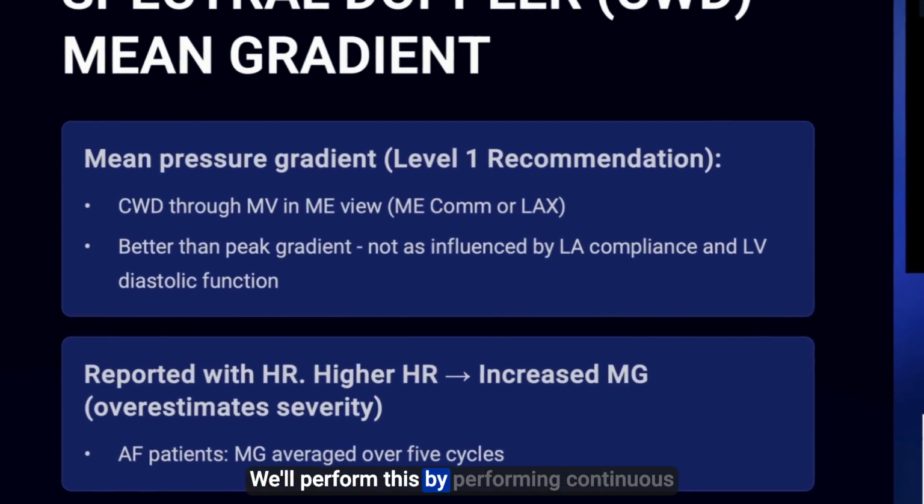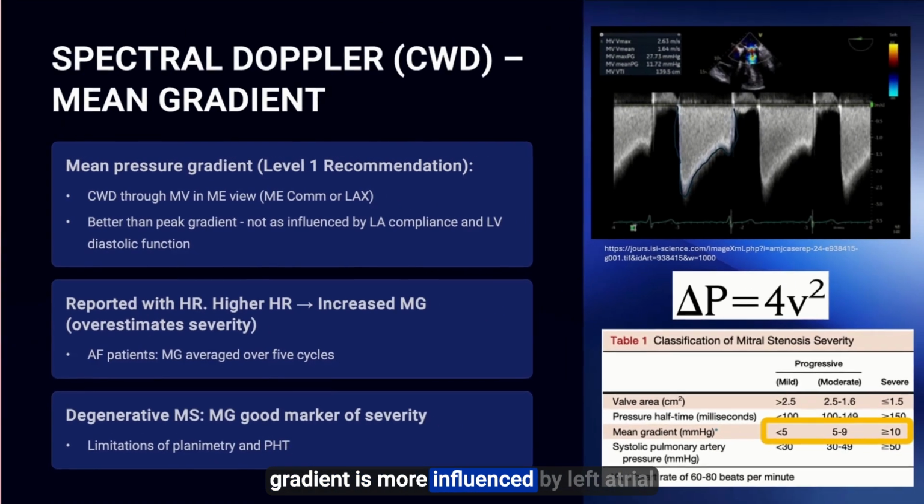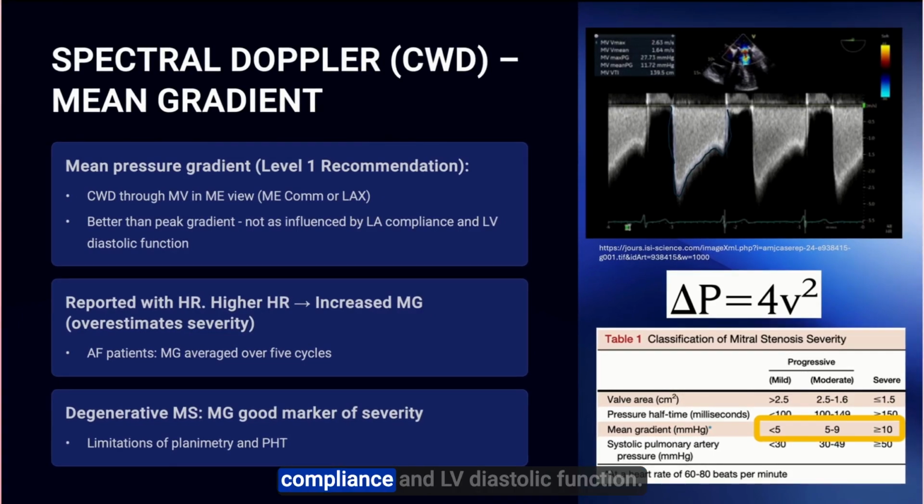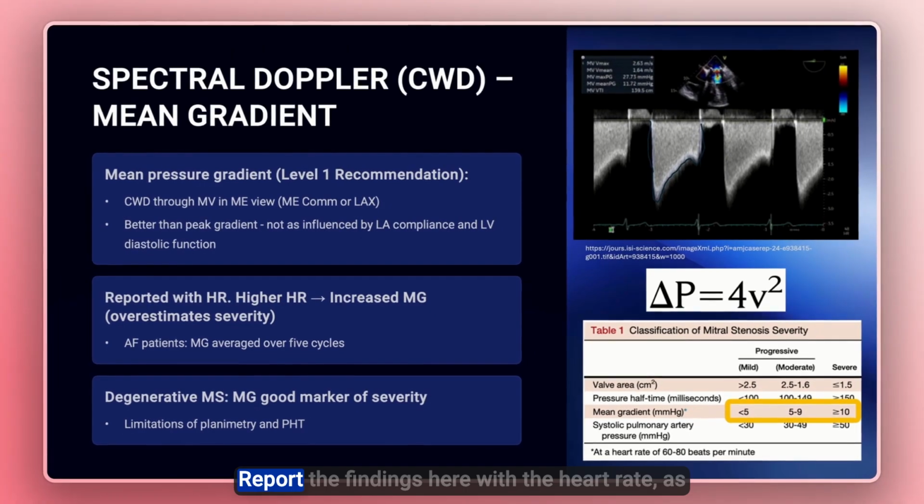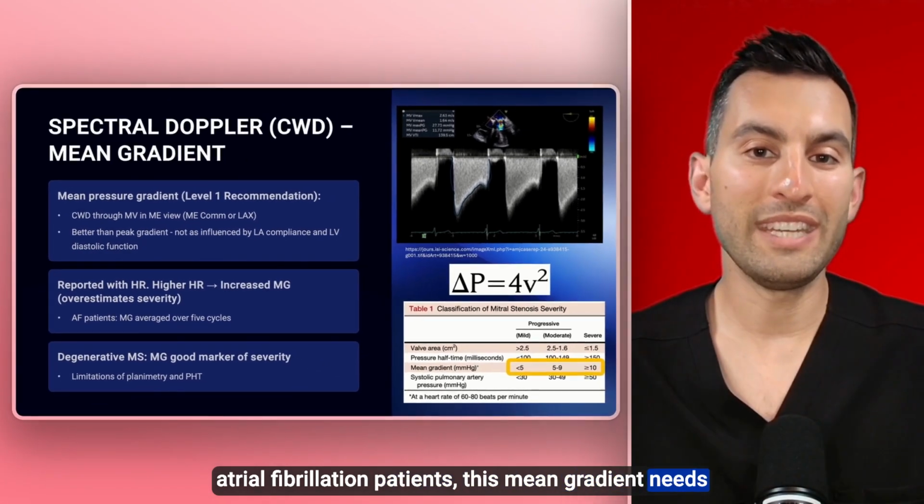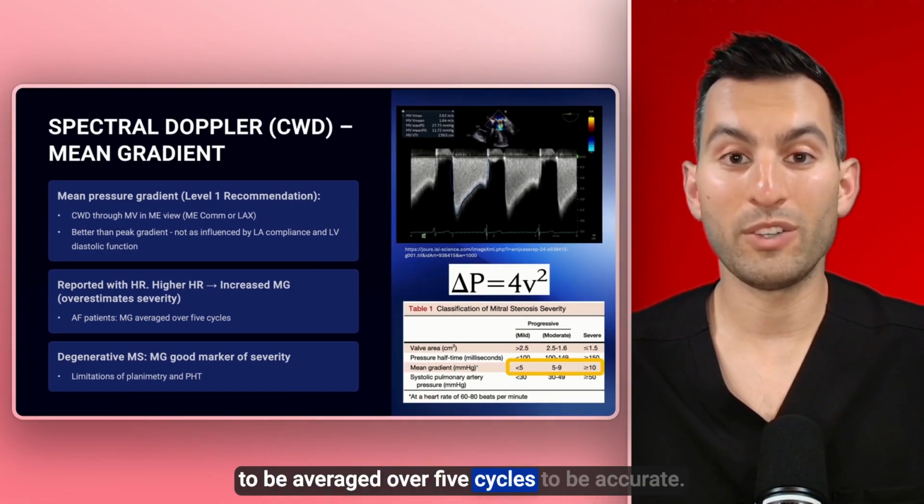We'll perform this by performing continuous wave Doppler through the mitral valve in a mid-esophageal view, either the mid-esophageal commissural or long axis view. Remember, the mean pressure gradient is better than the peak gradient, as that peak gradient is more influenced by left atrial compliance and LV diastolic function. Report the findings here with the heart rate, as a higher heart rate can increase the mean gradient and overestimate valve severity. And in atrial fibrillation patients, this mean gradient needs to be averaged over 5 cycles to be accurate.